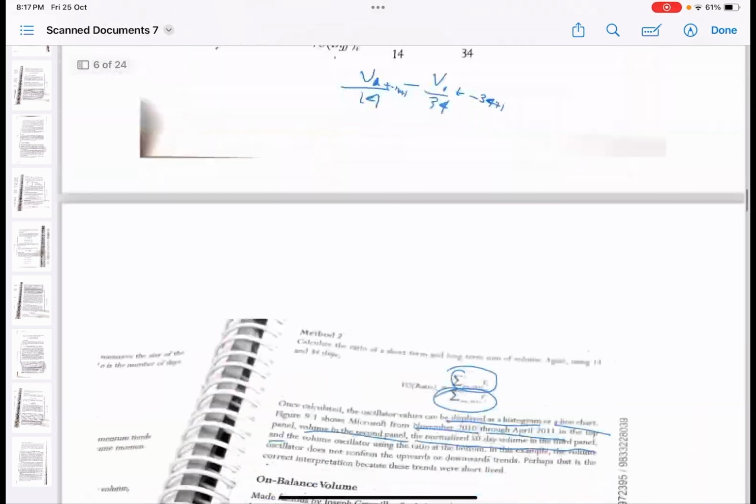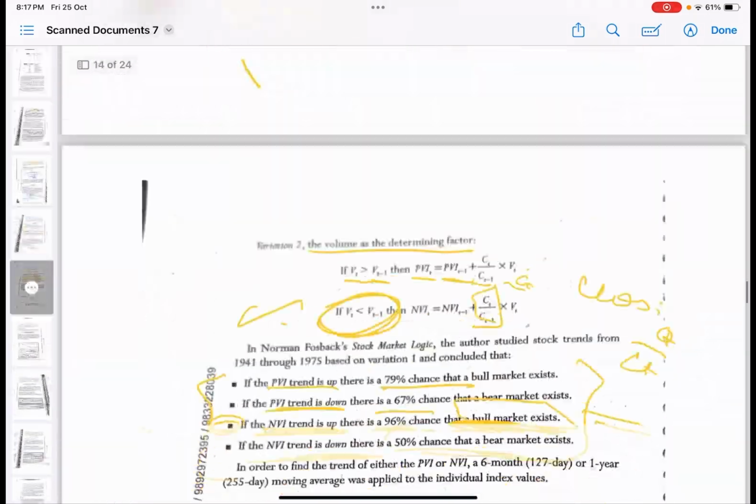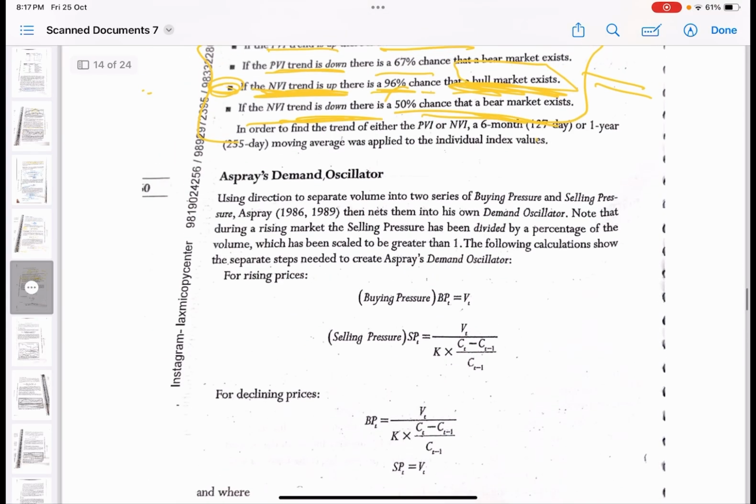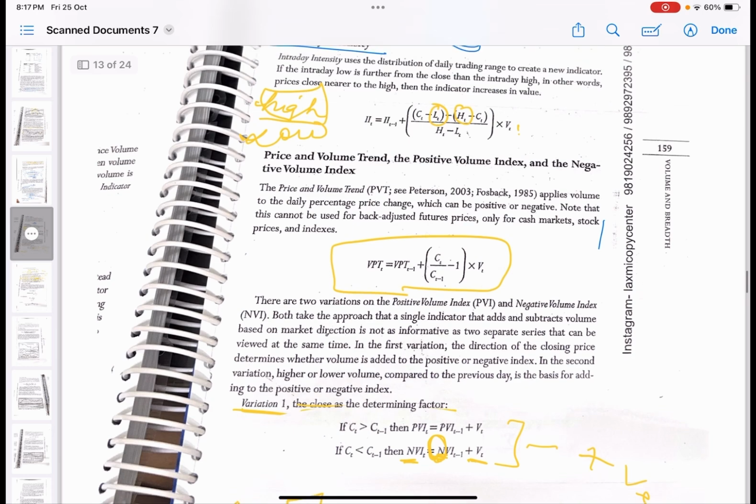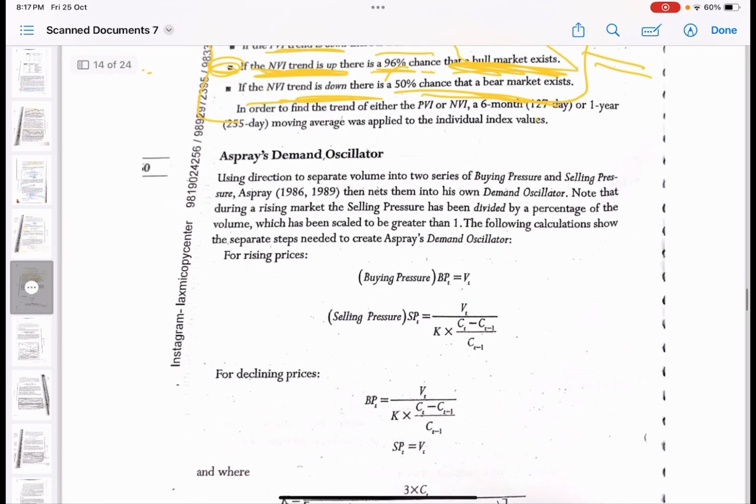So we're continuing from where we stopped. So we stopped near this. Yeah, so we discussed this. We have to start from Asprey's demand oscillator. So let's see what is Asprey's demand oscillator.